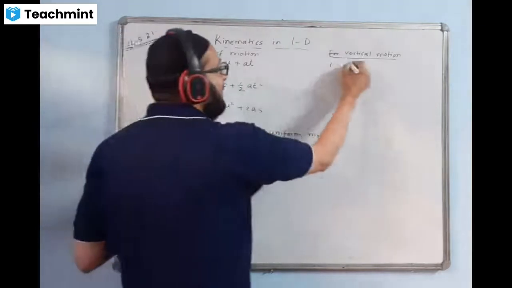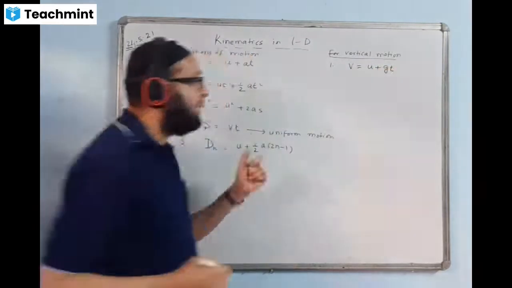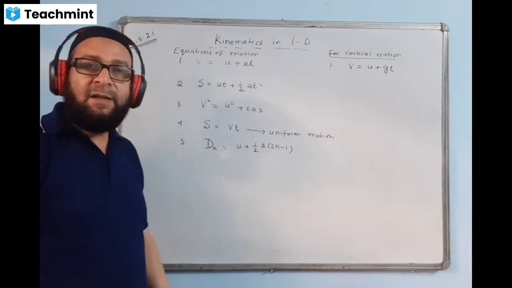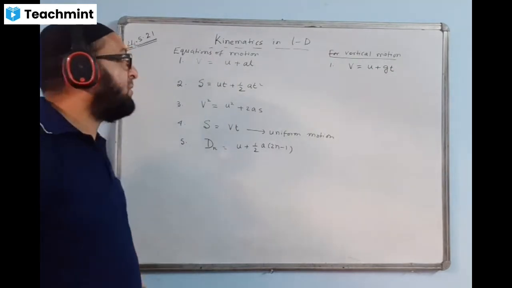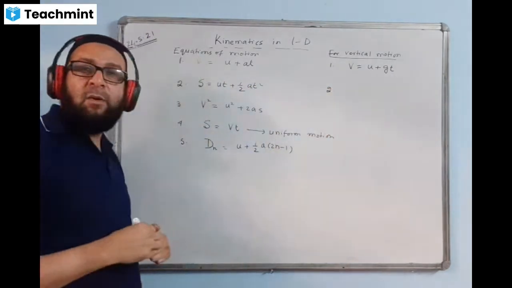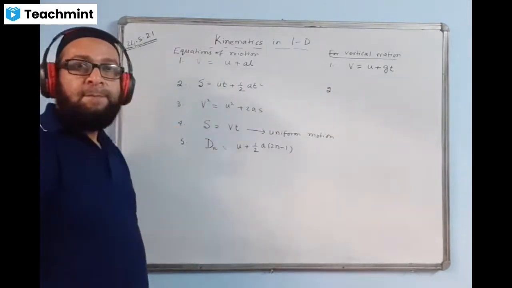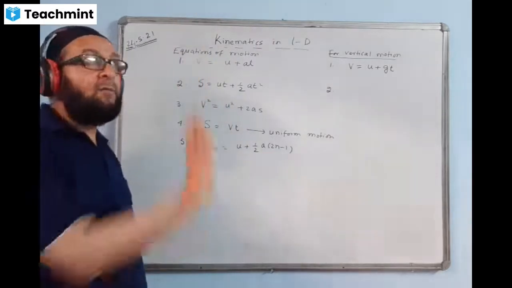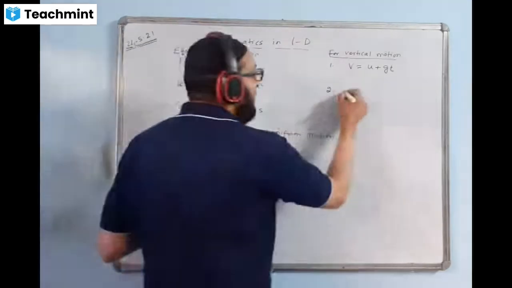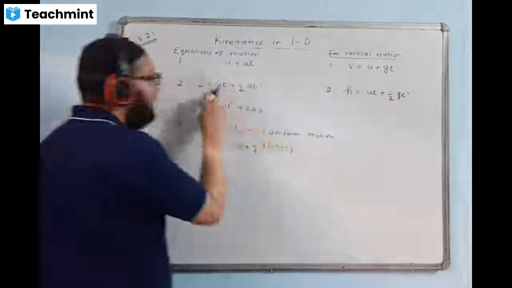How to modify this formula? Instead of A, I will write g, so the formula becomes V is equal to U plus gt, where the acceleration due to gravity comes in. That is the first formula. Second formula, how can I modify it? Can you tell me? X will become H, meaning height, whether going vertically up or down. And H is equal to UT plus half gt squared. A will become g.